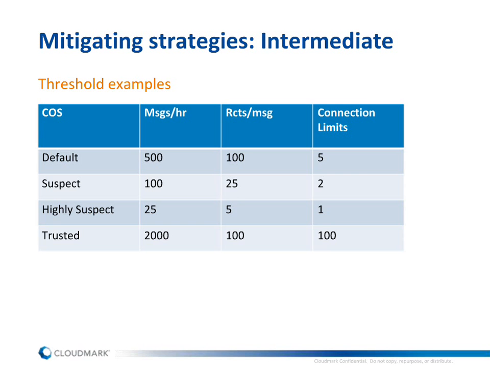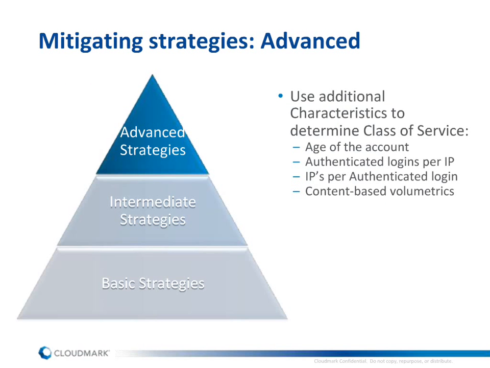Thank you. The advanced mitigation strategy takes even more reputation input to determine SMTP policy, classes of service classification. Answers to questions like, how long ago was the account created? How many different authenticated logins have I seen from this IP? How many IPs per authenticated login in a given window of time?